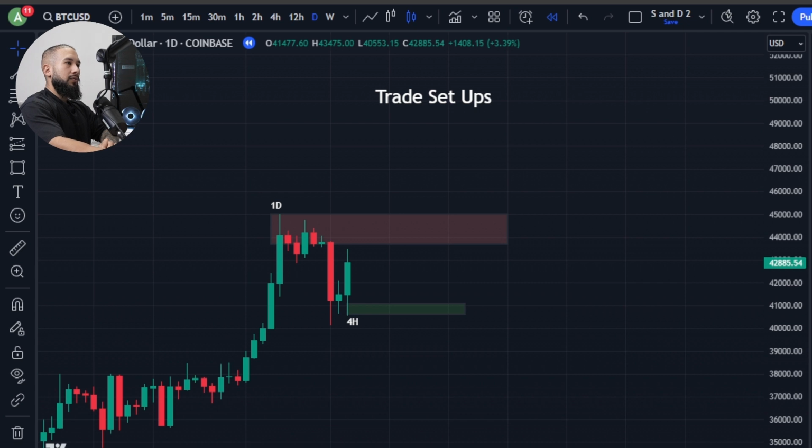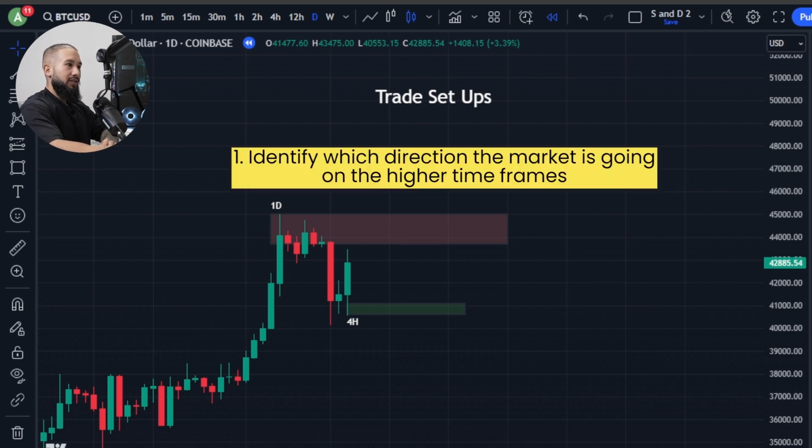All right, now we're going to go over some trade setups. First thing we want to do is identify which direction the market is going on the higher time frames. If the market is trending down, then we would want to trade the continuation of the trend. So we would sell into supply and buy back into our demand zone. If the market is trending up, then we still want to trade the continuation of the trend. We would buy into a demand zone and then sell into a supply zone.